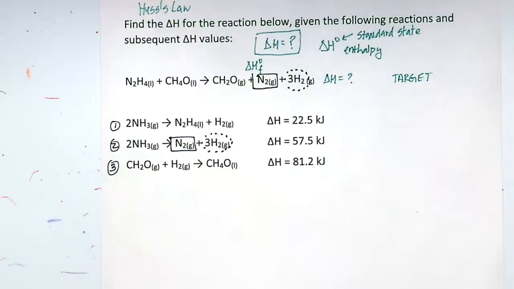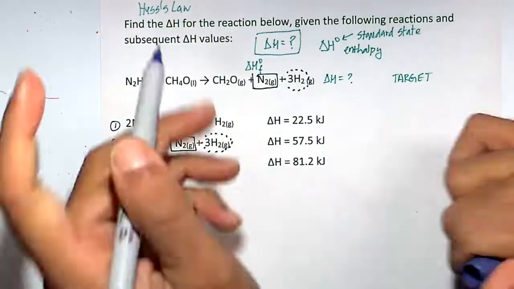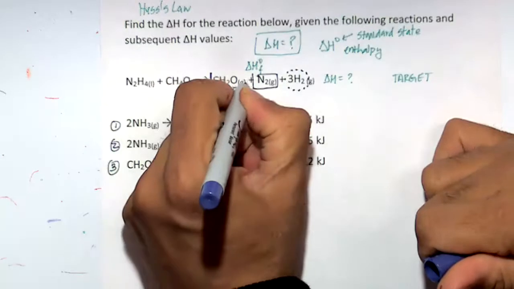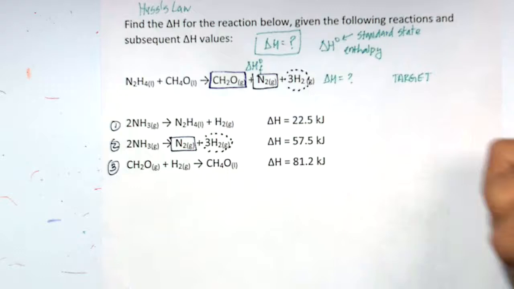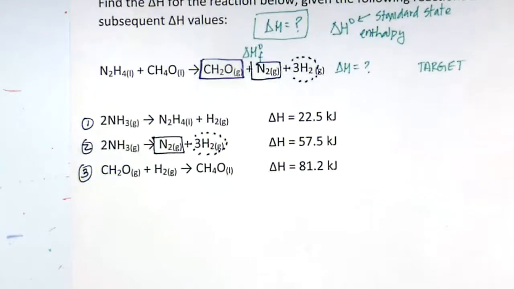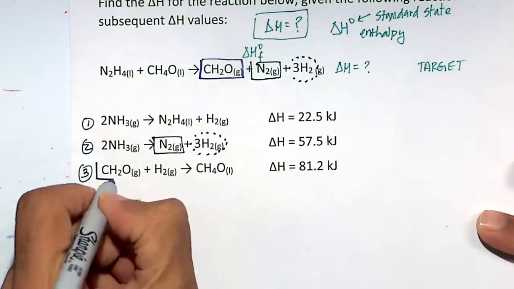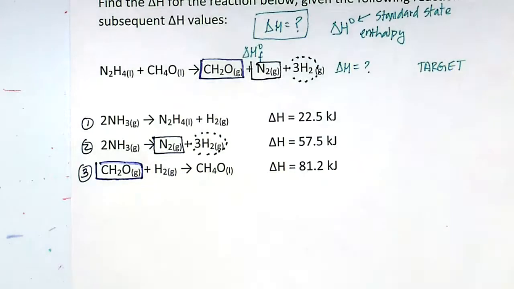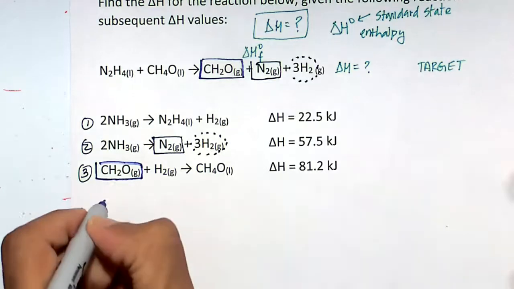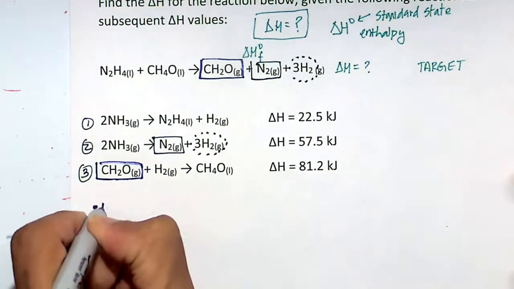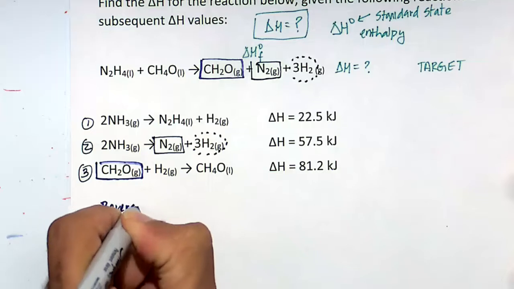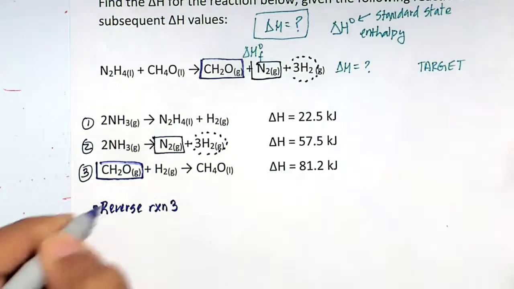Now let's look in the purple box. I have CH2O gas. That's on my product side. But look where it is in reaction 3. It's on the reactant side. Very good. So the first thing I want to do is flip reaction 3. I'm going to reverse reaction 3.